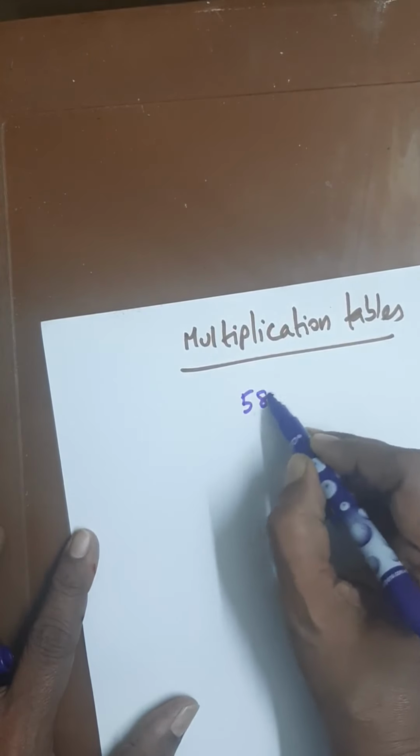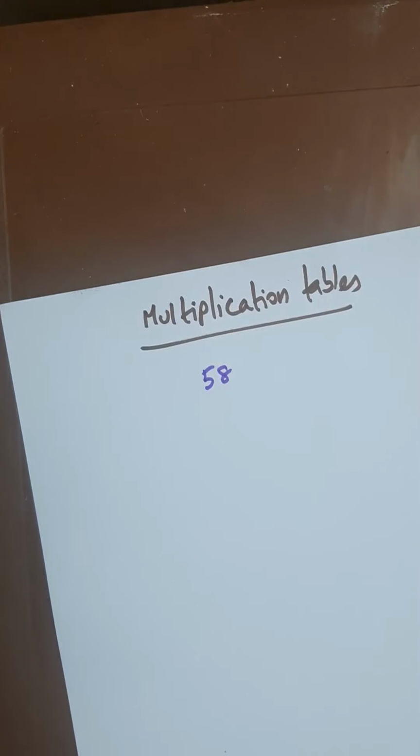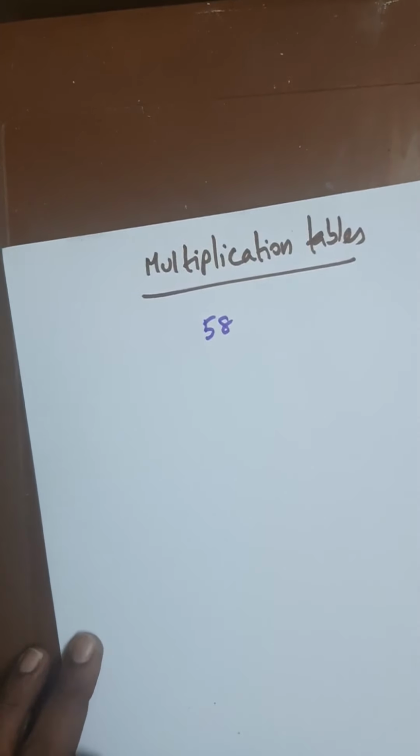If anyone asks me for the 58 table, I'll say 58 ones are 58 very happily. 58 twos are, it may slow down. 2 fives are 10, 2 sixes are 12, so 116. 58 threes are, slowly. The speed may slow down, the speed decreases. So, to remember multiplication tables like this, what can we do?